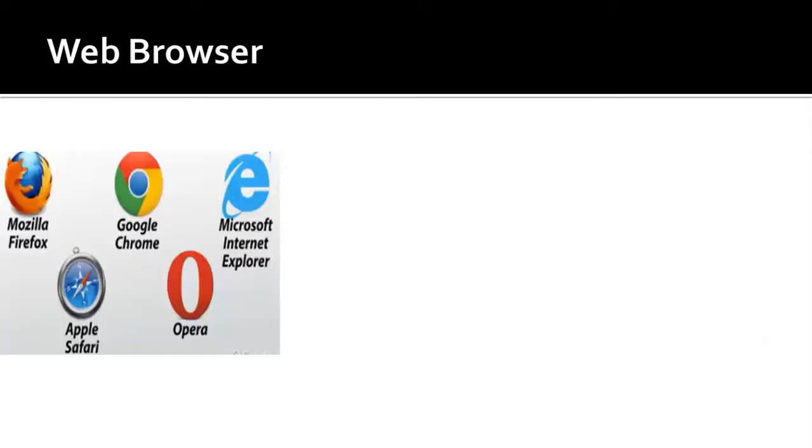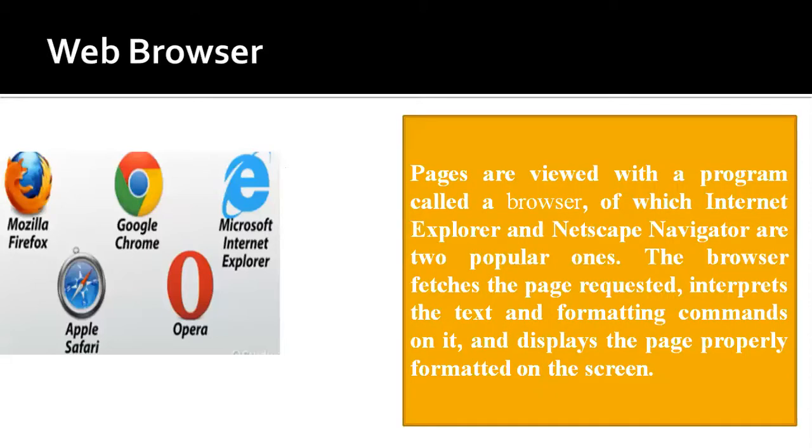Here the software used for viewing or accessing the web page is called a browser. Commonly used browsers are Mozilla Firefox, Google Chrome, Internet Explorer, Opera, etc. The main function of a browser is to interpret the text and commands, and it displays the web page properly formatted on the screen.